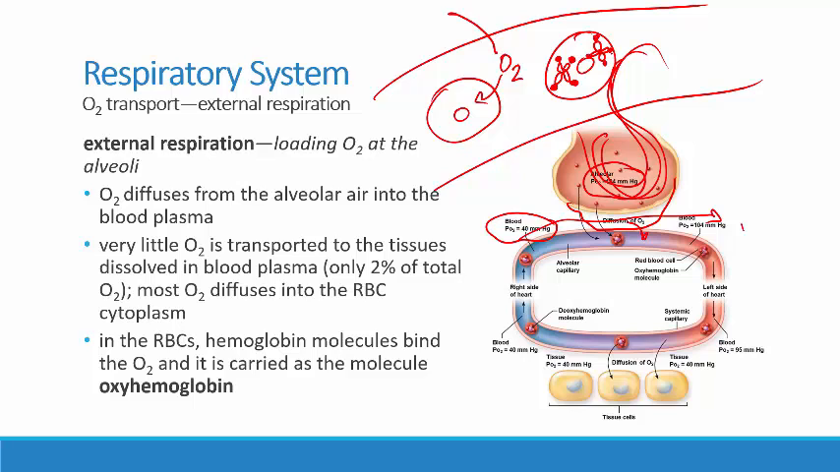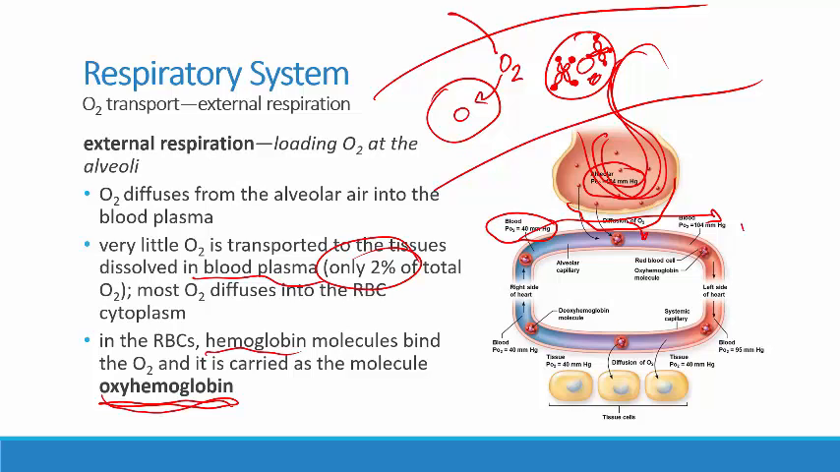So by the time we get all the blood loaded up, only about 2% is carried in the plasma. All the rest is carried either in the cytoplasm of the red blood cell or by the hemoglobin molecule itself. And when we attach oxygen to hemoglobin, we produce a molecule that we refer to as oxyhemoglobin. So that's hemoglobin that's filled up with oxygen molecules. So that's how we load oxygen into blood.